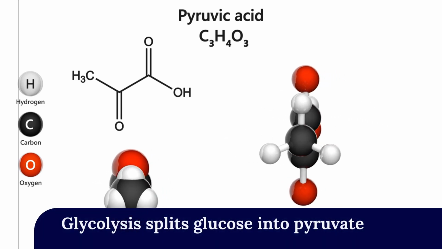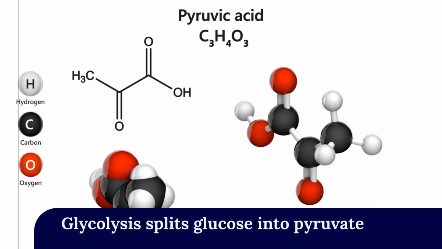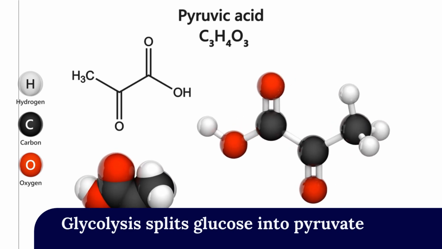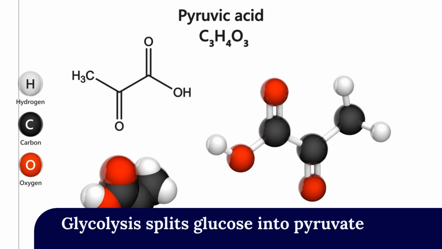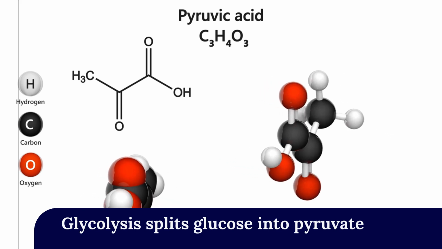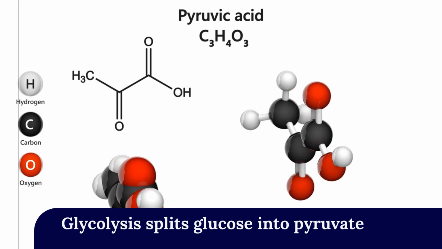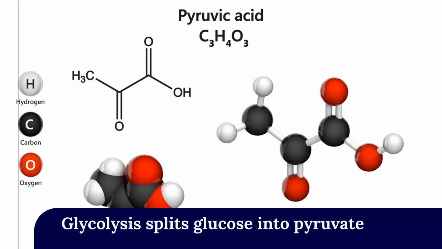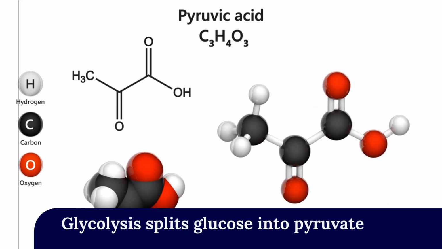Glycolysis splits glucose into pyruvate in the cytoplasm. A small amount of ATP is produced. Pyruvate retains most of the energy. Oxygen is crucial for subsequent stages. Glycolysis initiates the energy release process.